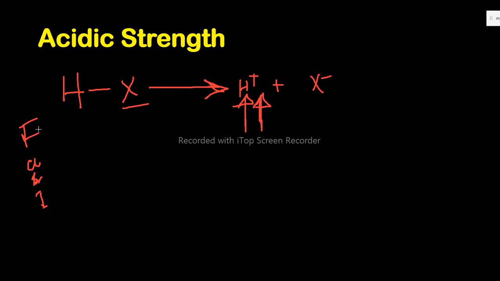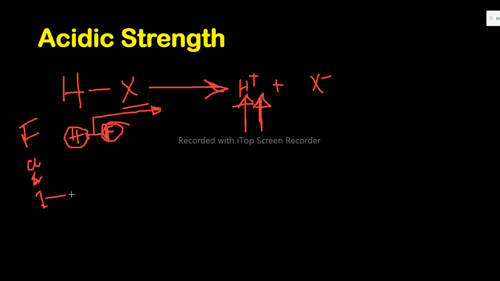So down the group, as we can see, for hydrogen fluoride, the bond is too strong. The bond is too strong. Why is it too strong? Because this fluorine atom is too small, the hydrogen is too small. So these bonding electrons are strongly attracted, that the covalent bond that is formed is too strong to be broken.